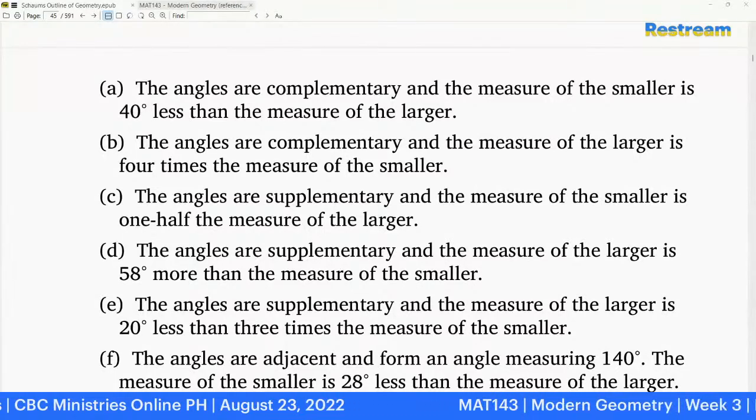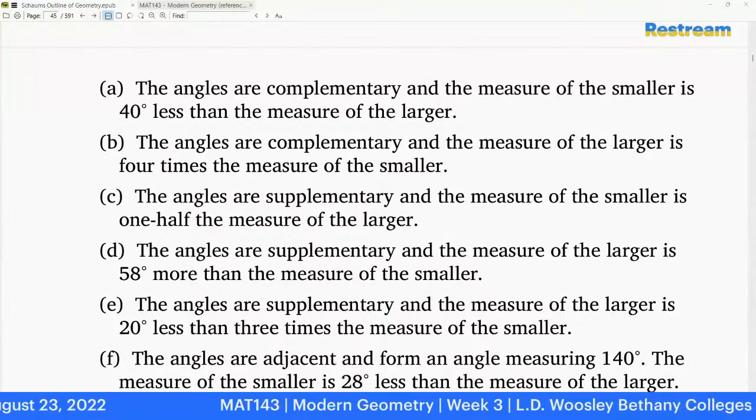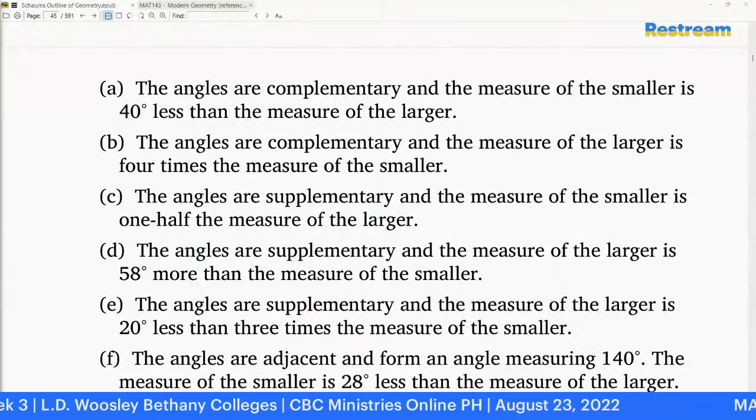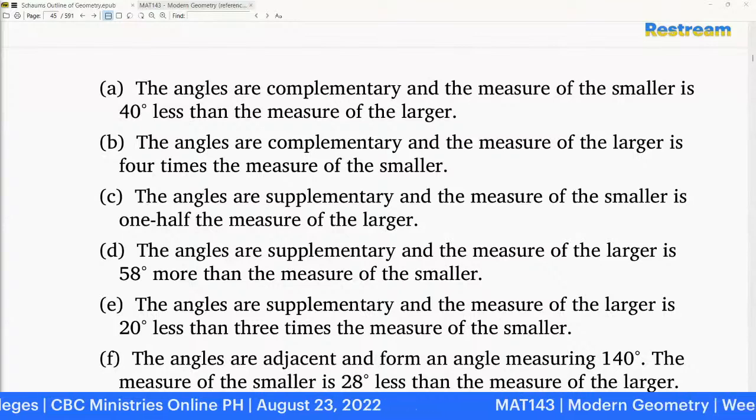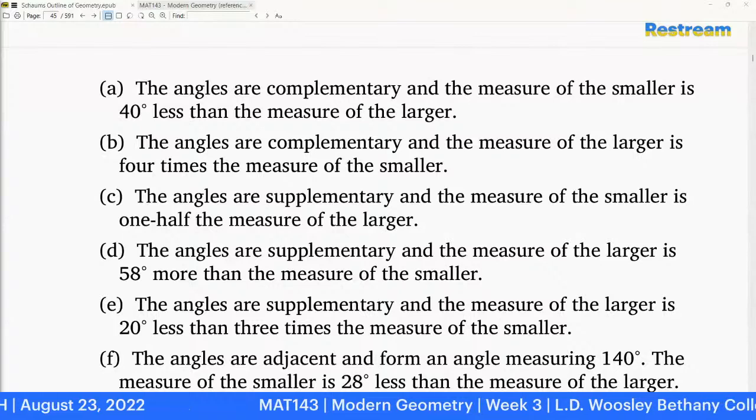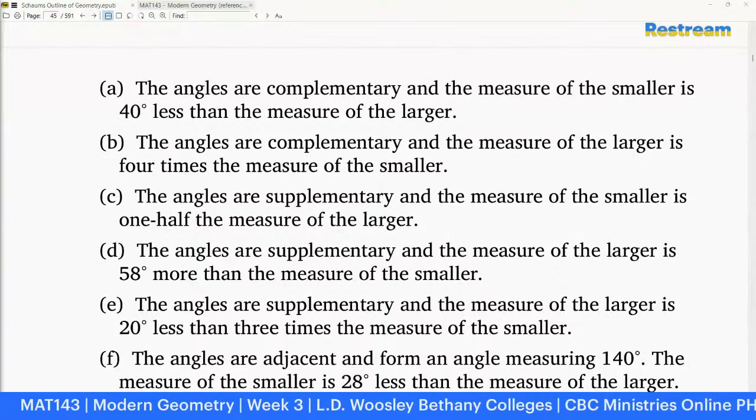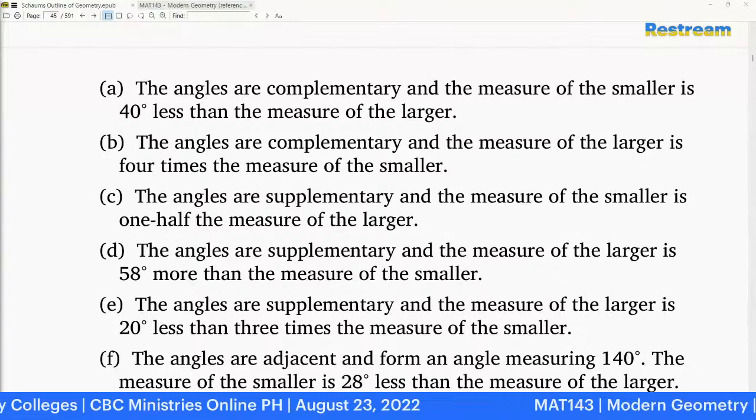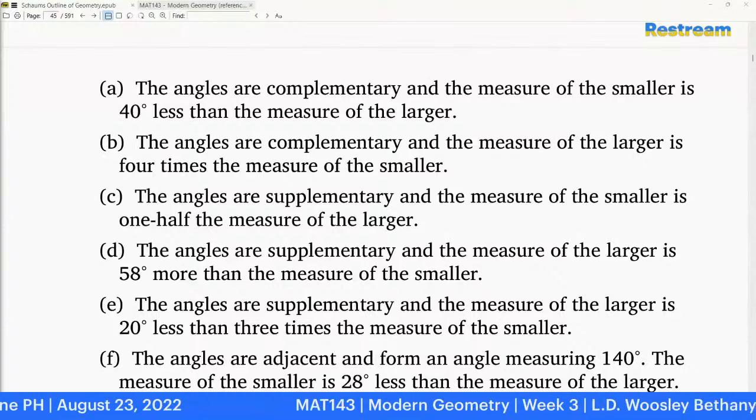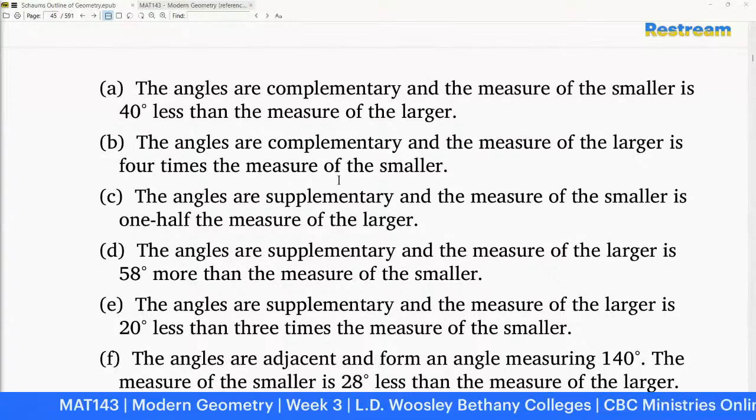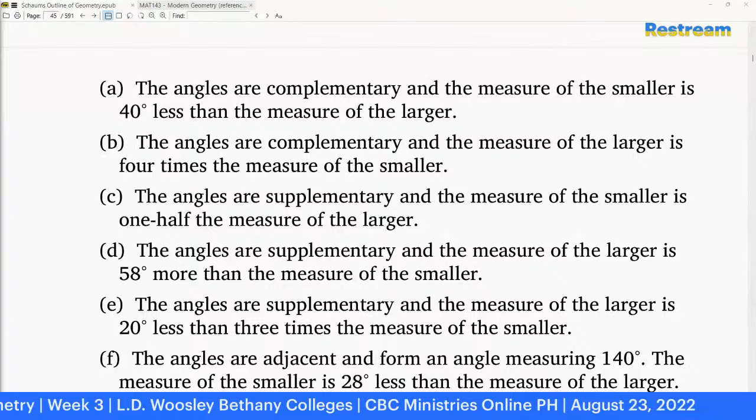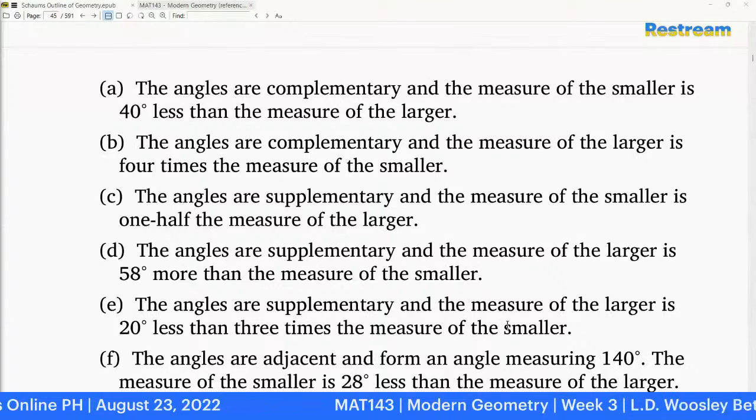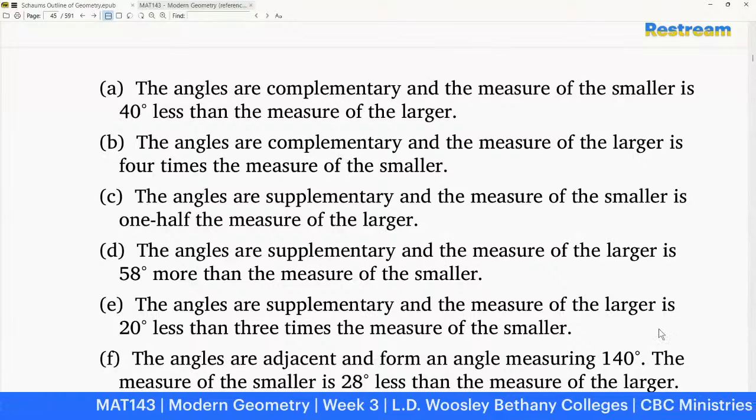Okay, let's continue. Sige, Micaela, what's your answers for B and F? Sa B po, sir, 18 degrees and 72 degrees. Tapos sa F po, 84 degrees and 56 degrees. Okay, 18 and 72, correct. And then 56 and 84, correct. So B, complementary, larger is 4 times the smaller. So obviously 72 is 4 times 18. So that's for letter B. Letter F, adjacent form an angle of 140. The difference is 28.